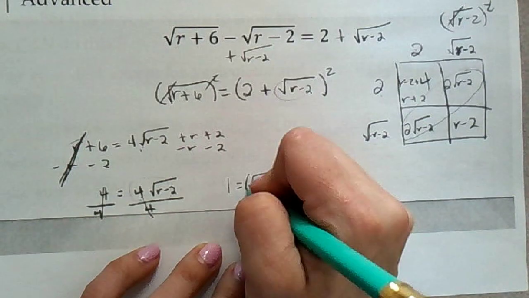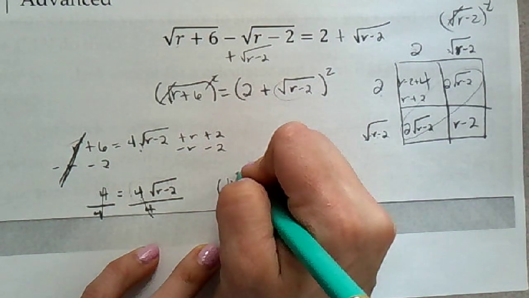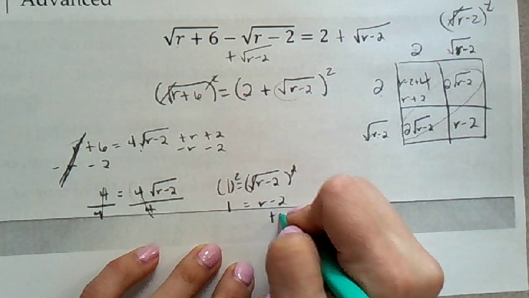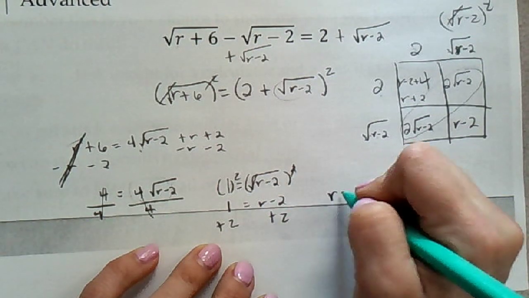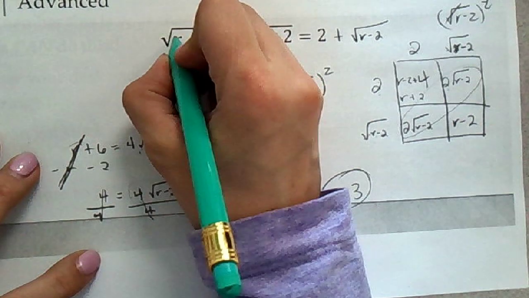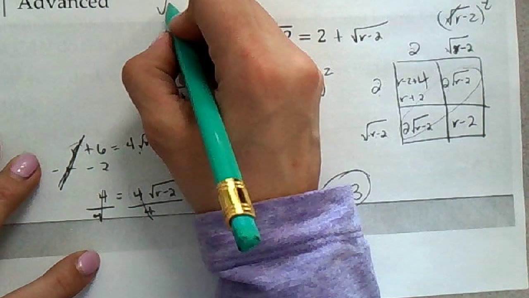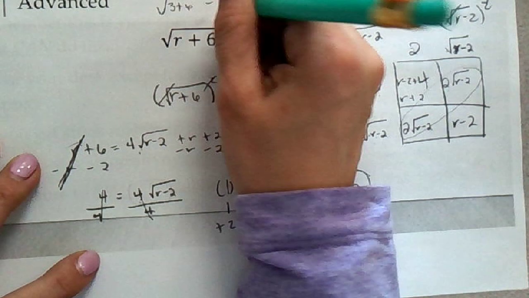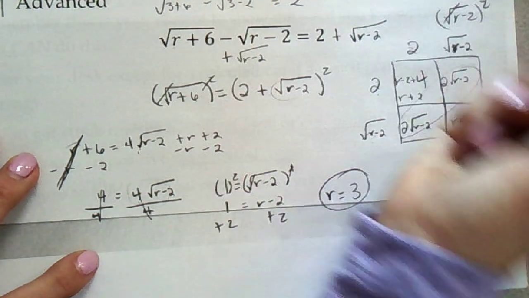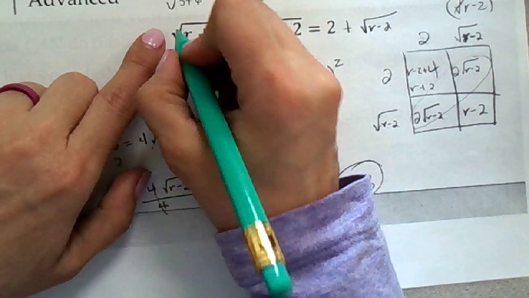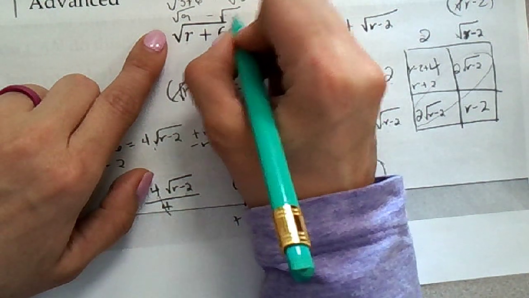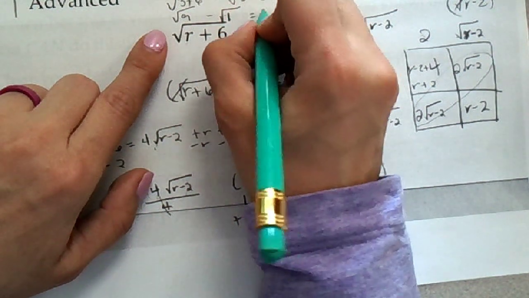Then I'm going to square both sides to break that out. I get 1 is equal to r minus 2. Add 2 to both sides. And I get r is equal to 3. So now I just have to go back here and plug it in. I'm going to get the square root of 3 plus 6 minus the square root of 3 minus 2. And is that going to equal 2? So the square root of 3 plus 6 is 9 minus the square root of 3 minus 2, which is 1, equals 2.